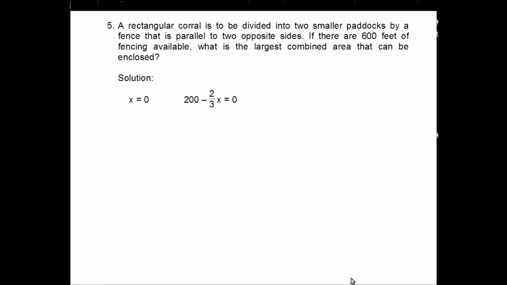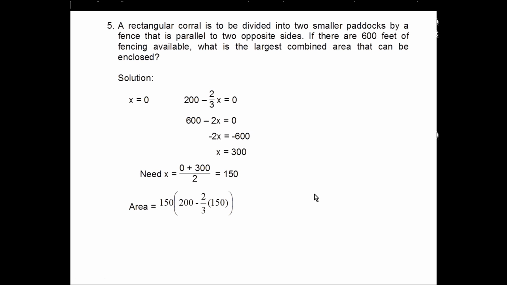So let's see, x equals 0, and then 200 minus 2/3 x equals 0. Again, I hate the fractions, so multiply by 3. So I have 600 minus 2x equals 0. Subtract 600. Divide by the negative 2, so x is 300. Now remember, we need what's halfway between 0 and 300. So 0 plus 300 over 2, I get 150. Okay, that's x. Remember, this expression, that's y.